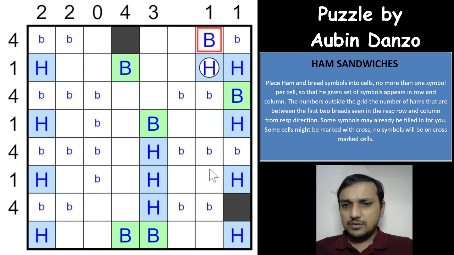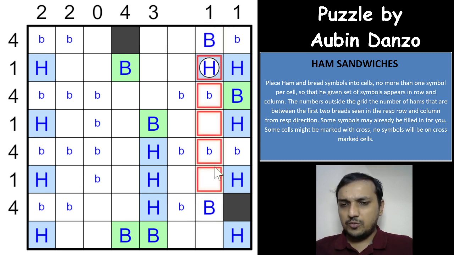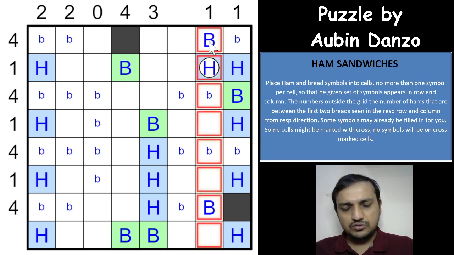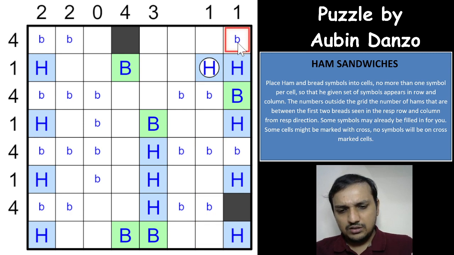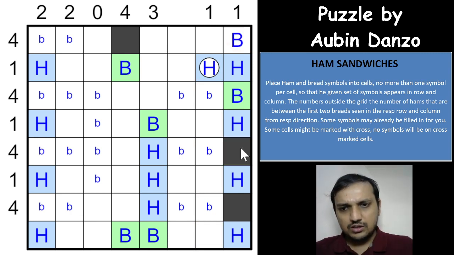So the moment I get a B here, this cell also would have to be a B, and you need exactly 1 ham in between these 2 breads for the one clue. Of course not possible. All of these cells would have to be crossed out, and you cannot have 4 hams in that row. So which means this cell is not a B here, this cell is a B here. That crosses out this cell, you get a black here. This cell is also crossed out here. This cell is not a B now.